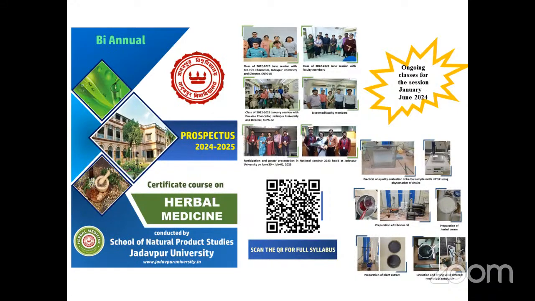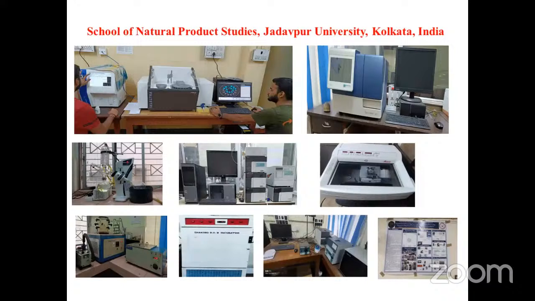And next one, I think this is my lab where the School of Natural Product Studies works with different instruments like HPLC, HPTLC, a biochemistry analyzer, and total hematology analyzers to analyze blood samples. Next one, please.